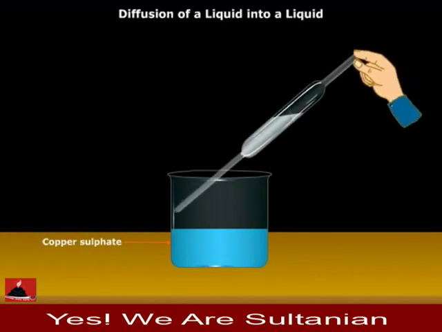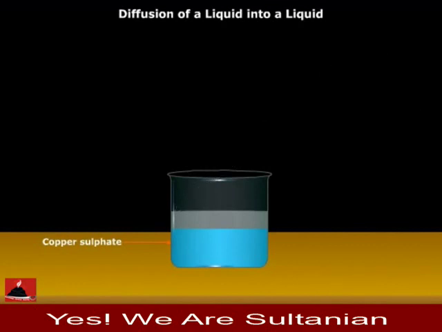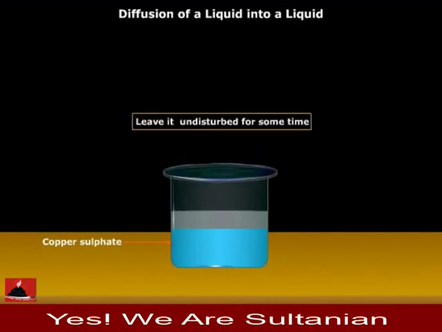With the help of a pipette, add some water to the solution of copper sulfate in such a way that water flows along the side of the beaker and forms a separate layer above the solution of copper sulfate. Cover the beaker and leave it undisturbed.